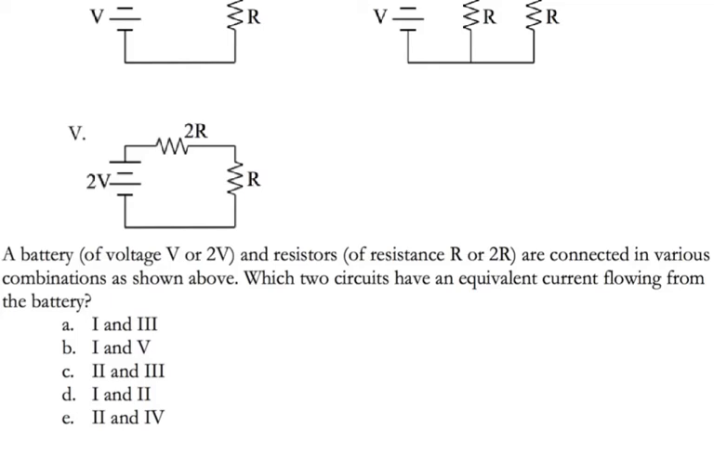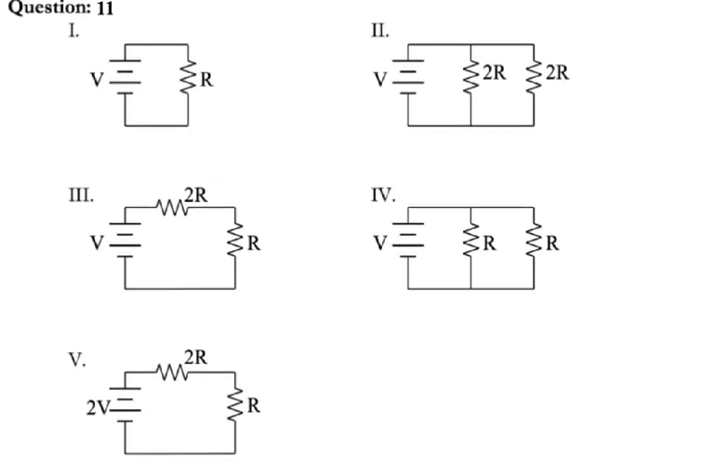A battery of V or 2V and resistors of R or 2R are connected in various combinations as shown above. Which two circuits have an equivalent current flowing through from the battery? So let's calculate the current through each circuit. So the current in the first circuit is equal to V over R, Ohm's law. The current through this one is equal to V, and earlier we calculated that the total resistance is R. So these two guys have the same current flowing through the battery.